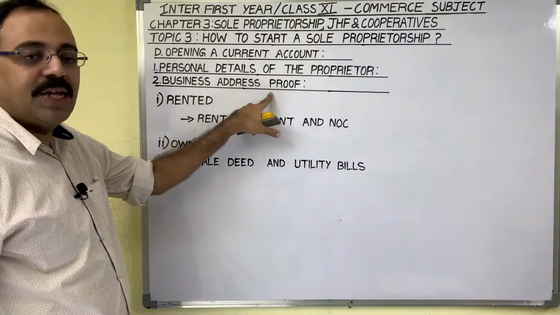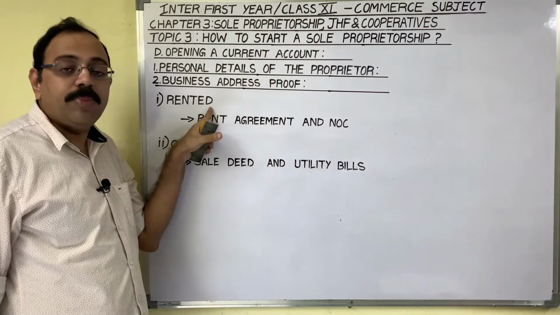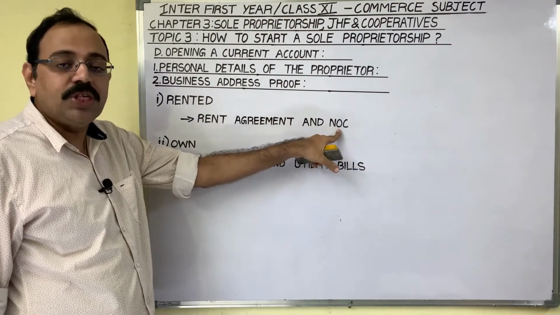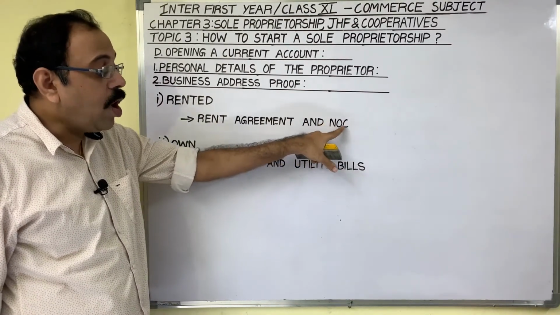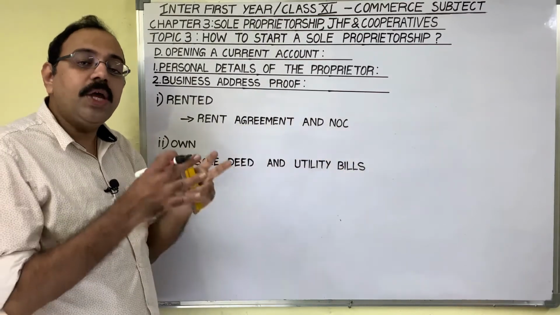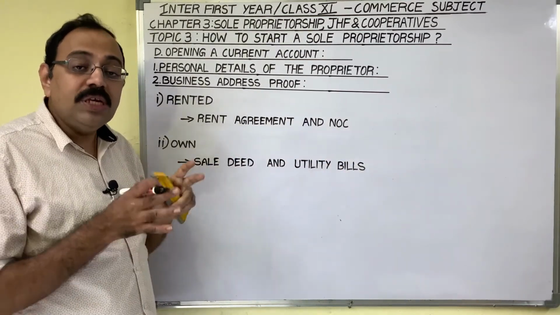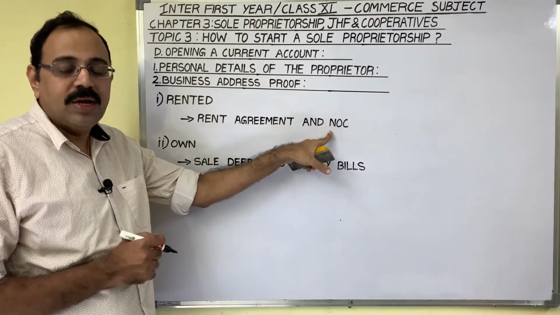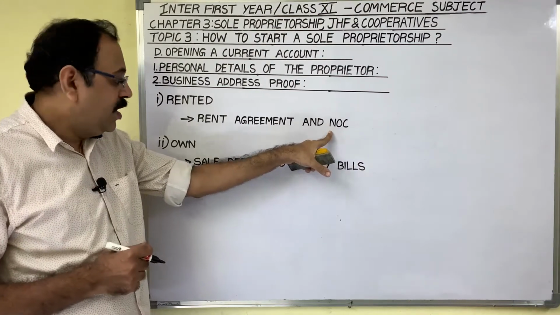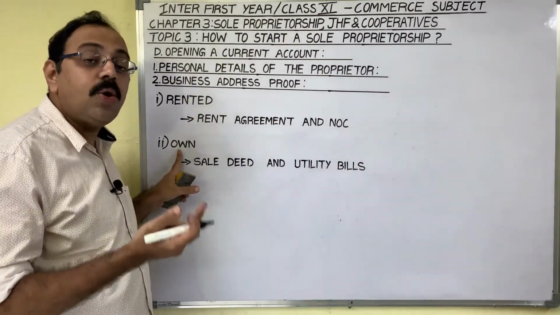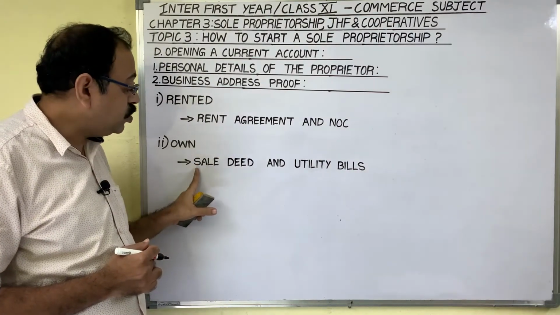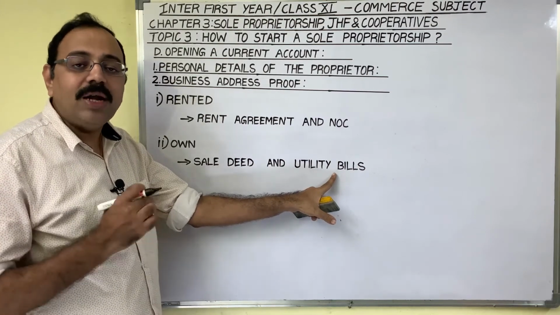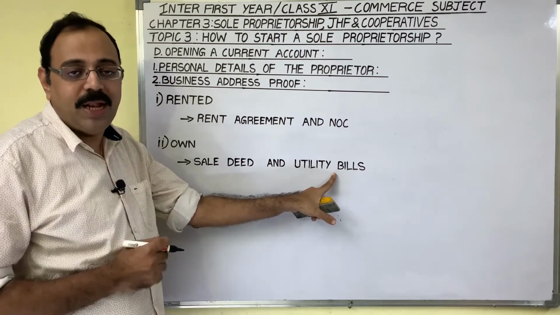Second one is business address proof. If the shop is in rented property, then the proprietor has to submit the rent agreement along with NOC to the banker. NOC stands for no objection certificate. Means the property owner has no objection for using his property for commercial purpose. If there is no objection to the property owner, for the banker also there is no objection. Then if the shop is established in the owner's own property, then he has to submit the sale deed along with utility bills such as electricity bill, water bill or landline telephone bill, etc.